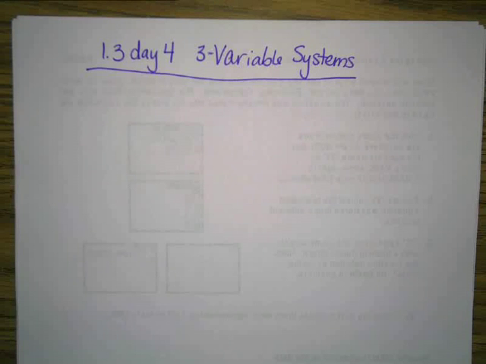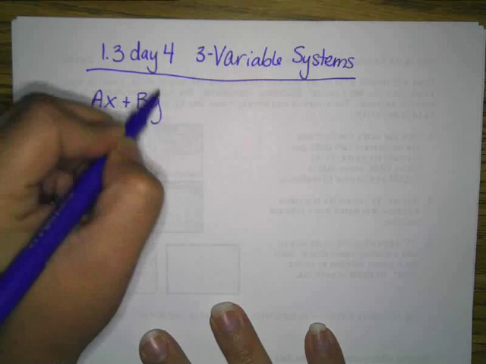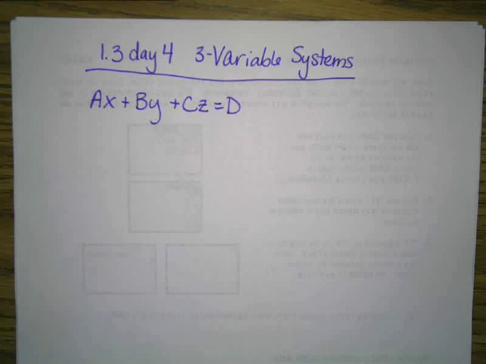Okay, today we are going to talk about three variable systems. Like we said before, if we have two equations, then we can have two unknowns. And here, if we have three unknowns, which we call variables, it looks something like ax plus by plus cz equals d. That is a three variable equation. And if I need to solve for x, y, and z, I would need three equations to do that.